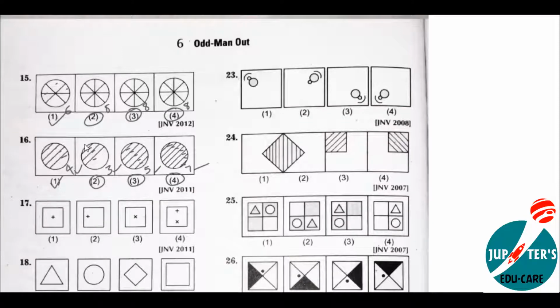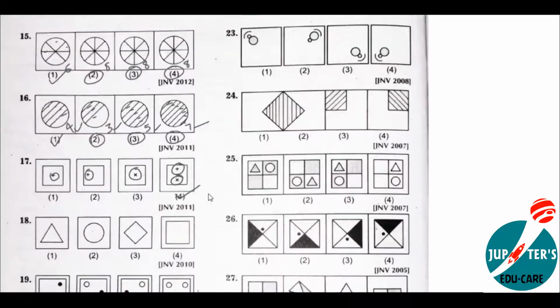Next, question number 17. First option, we have only one symbol in this square. In second option also we have only one symbol in this square. In third option also we have only one symbol in this square. But in case of fourth option, we have two symbols in this square. So when we compare these 4 options, option 4 is different from these 3 options. So 4 is our answer in this question.